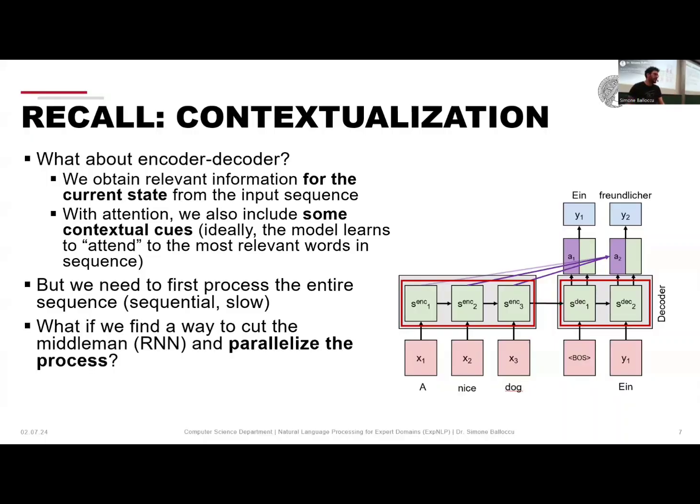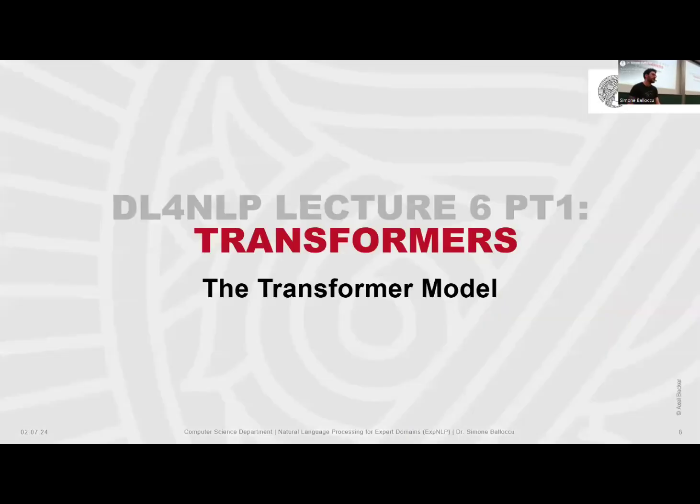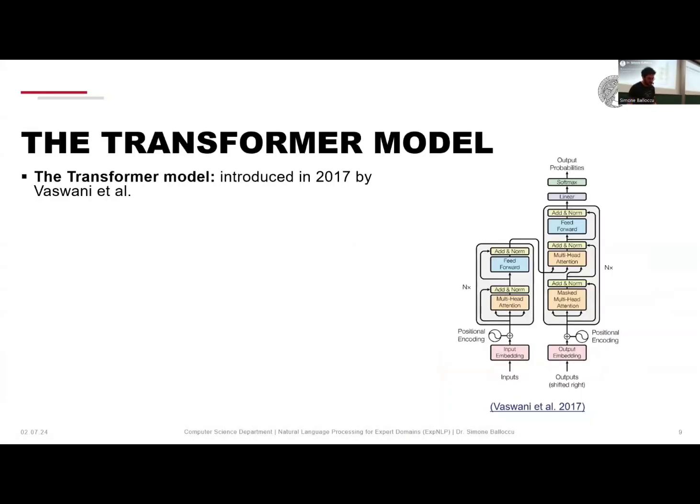So what if I find a way to cut out this middleman completely and parallelize the entire process? So that instead of doing 1, 2, 3, we do it all in parallel in one shot. That's exactly what we do with the transformer model. So say hi to the transformer model, which is by Vaswani et al. in 2017. You're going to see this guy for a lot of slides.